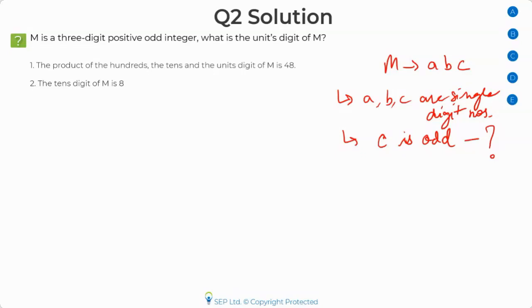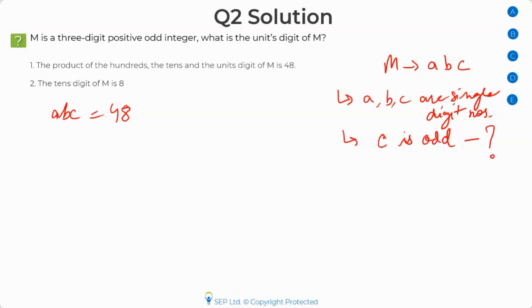The first statement says that the product of the hundreds, tens, and units digit, which is basically the product of all 3 digits, which is nothing but A multiplied by B multiplied by C, is 48. Now, whenever you see that the product of 3 numbers is 48, if I have to infer anything about those 3 numbers, what is my usual approach? What do I do?